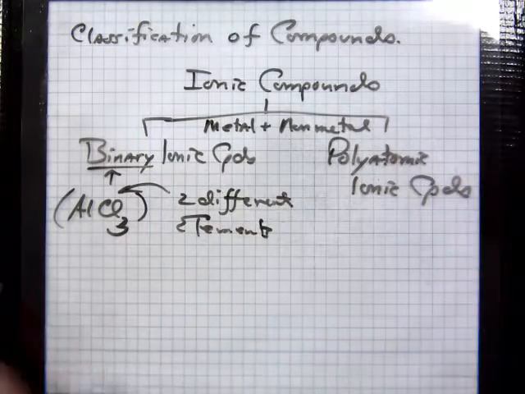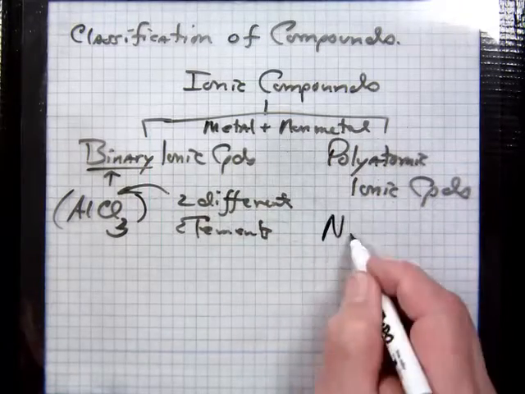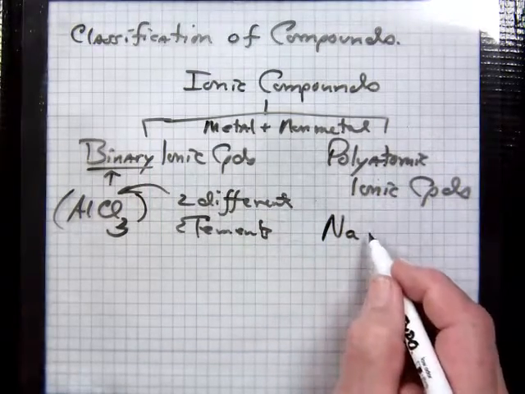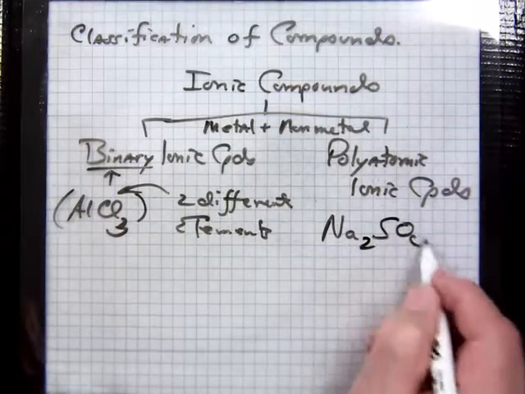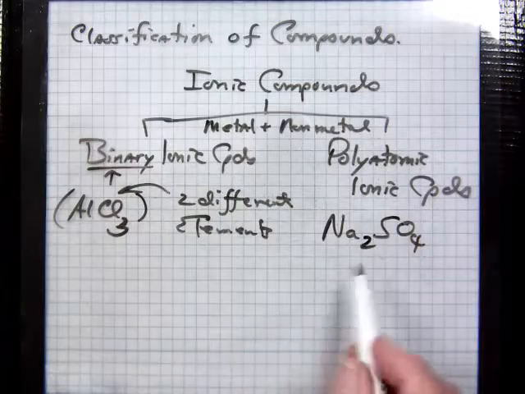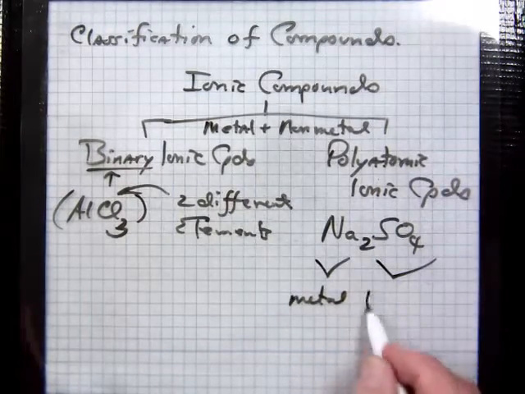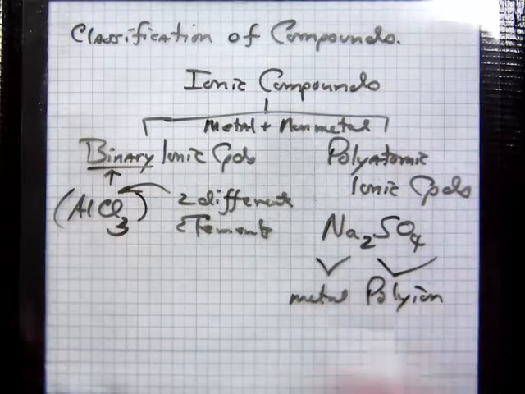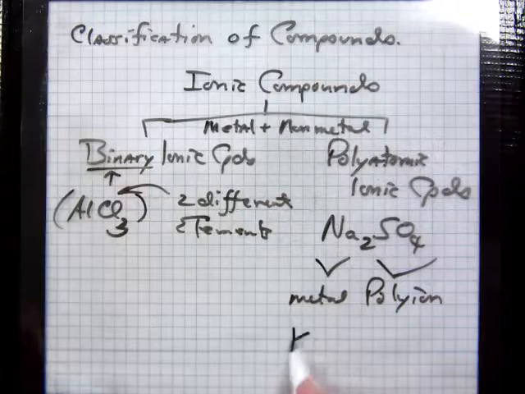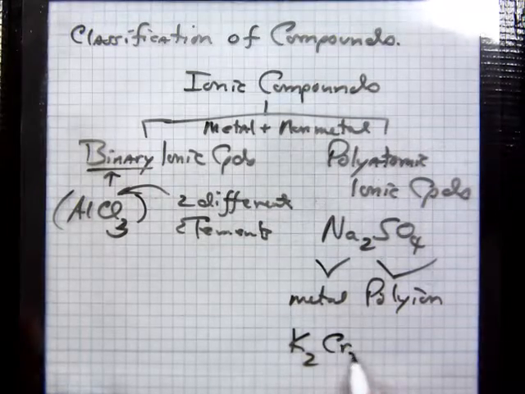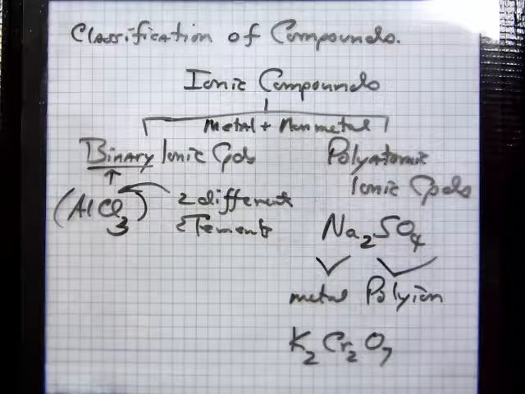Now, polyionic would be a metal, say like sodium, combining with sulfate, and you recognize this is the metal and that as the polyion. Well, some of them get kind of complicated, like potassium dichromate. Well, who's the polyion in that mess?